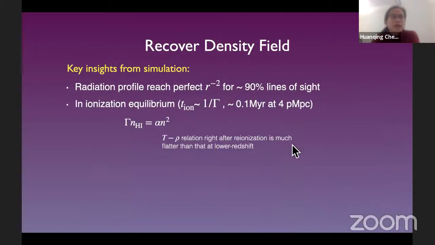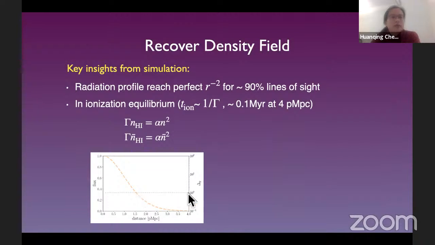And the second thing is that the ionization equilibrium timescale inside the proximity zone is very short. So we can write down this equation. The ionization rate Gamma we know is inversely proportional to R squared. And alpha, the recombination rate, is only a weak function of temperature. So the number density of the neutral hydrogen, which is directly probed by the optical depth, is dictated mainly by the density of the gas.